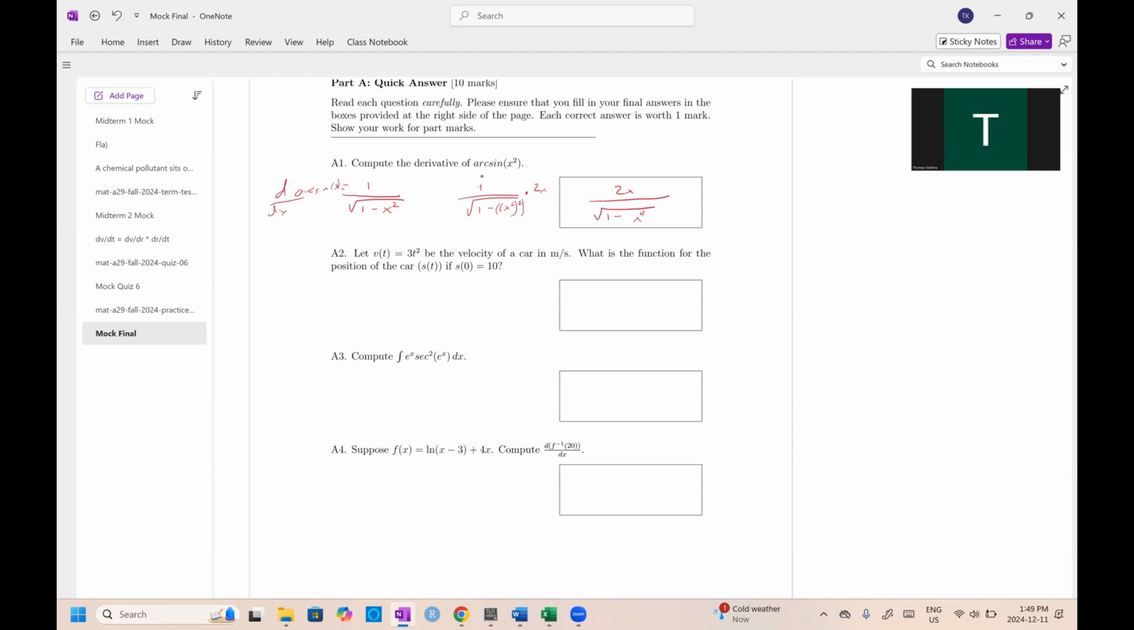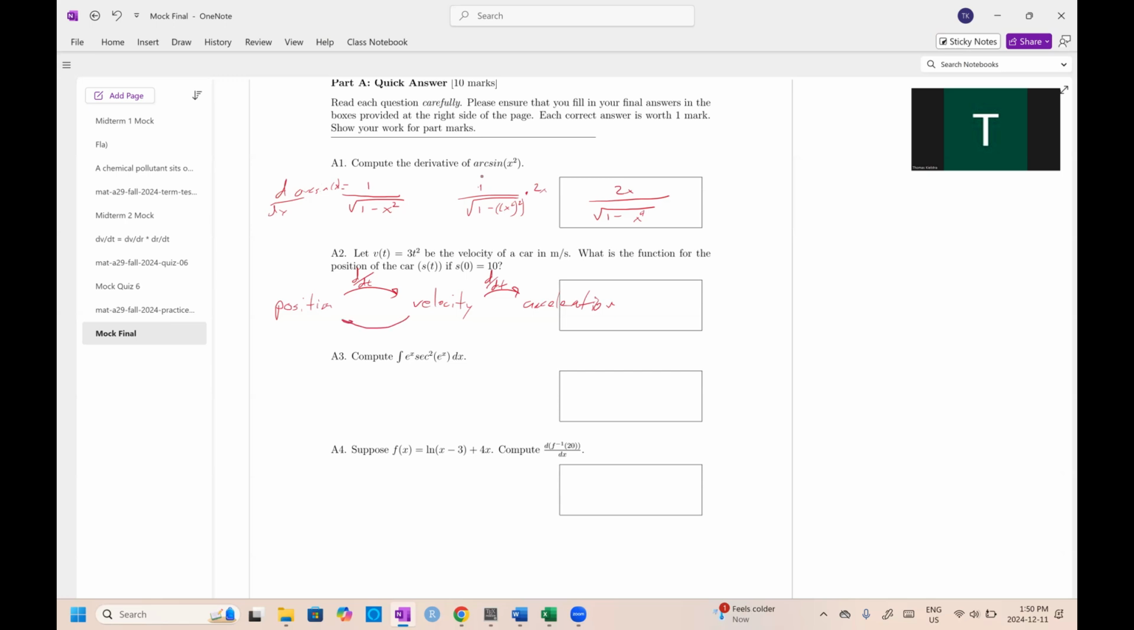Okay. Now, question A2. Let v of t equal 3t squared be the velocity of the car. What is the function for the position of the car, s of t, if s of 0 equals 10? Now here we've got position, velocity, and acceleration. If I differentiate, that gets me from position to velocity and velocity to acceleration.